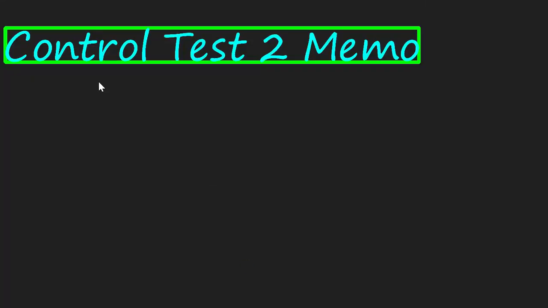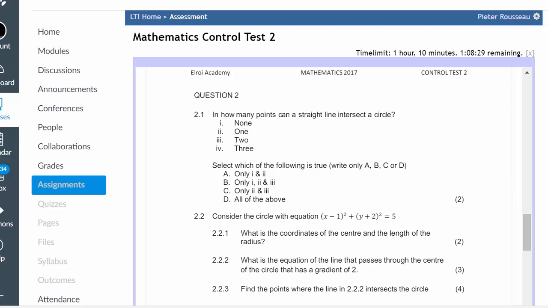Then let's draw a circle. If we draw a circle, it is possible for a straight line to intersect the circle not at all. Then it's possible for it to intersect the circle in 1 point, and then it's possible to intersect it in 2 points. So in other words, in 0, 1, or 2 points. So the answer here is B.